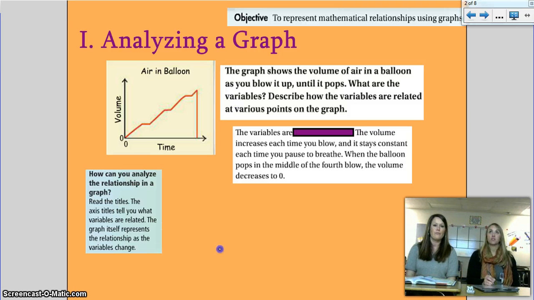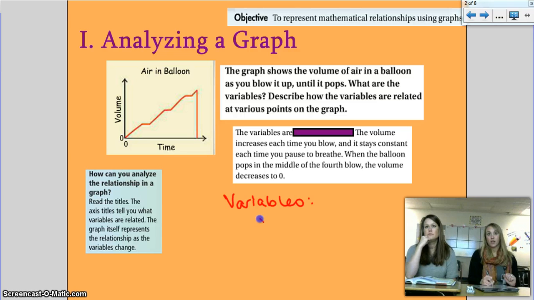The graph below shows the volume of air in a balloon as you blow it up until it pops. It's always scary. What are the variables? Describe how the variables are related at various points on the graph. So the variables here are time and volume. Those are my x and my y. So I can say x equals time.